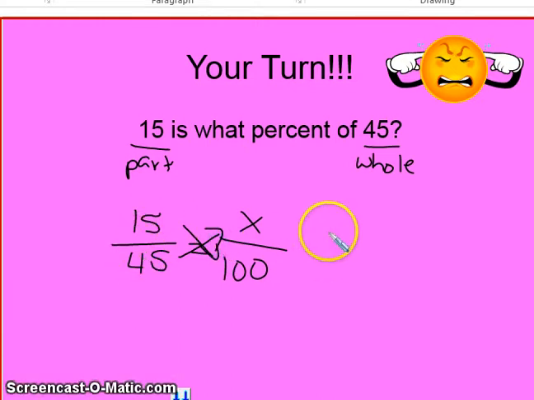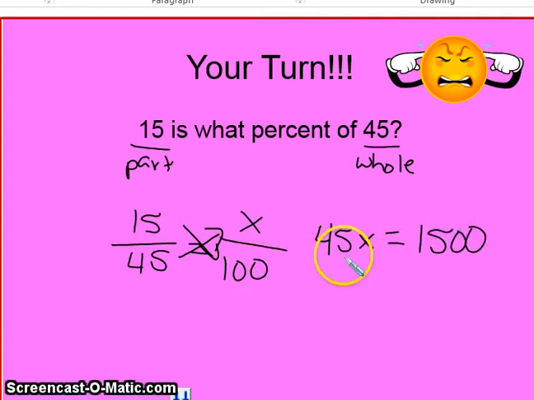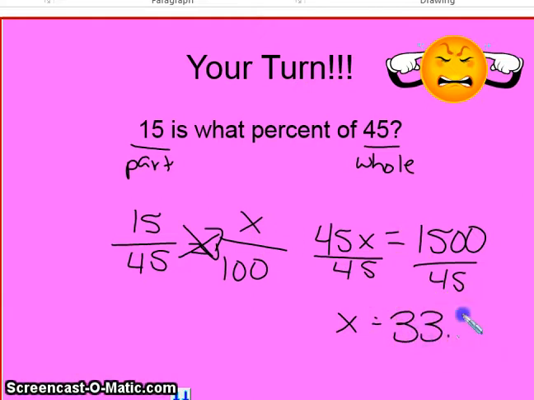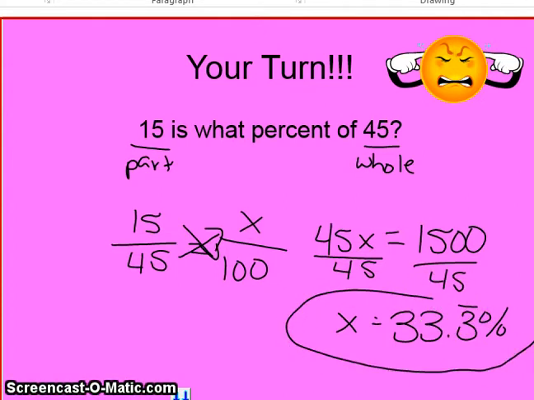So we have 45 times x, which is 45x, and it equals 15 times 100, and we know 15 times 100 is 1500. Now in order to get x by itself, I have to divide both sides by 45. And when I take 1500 divided by 45, I get 33.3%. And it's actually 33.3 repeating percent, but it's okay to round when you're using percentages.